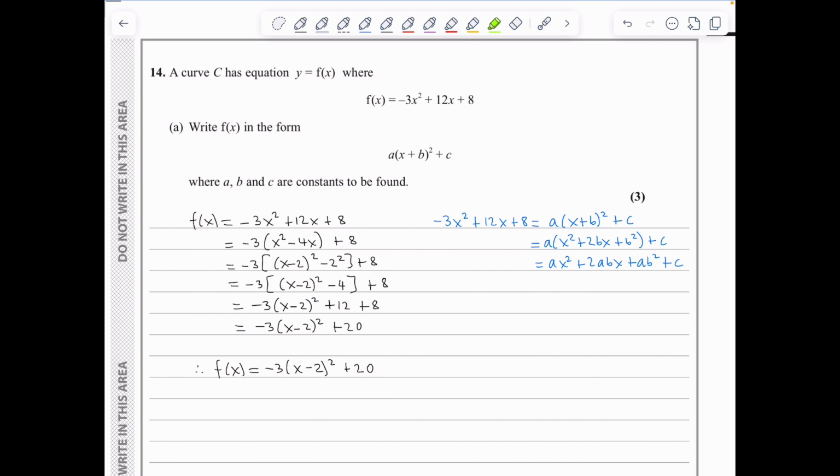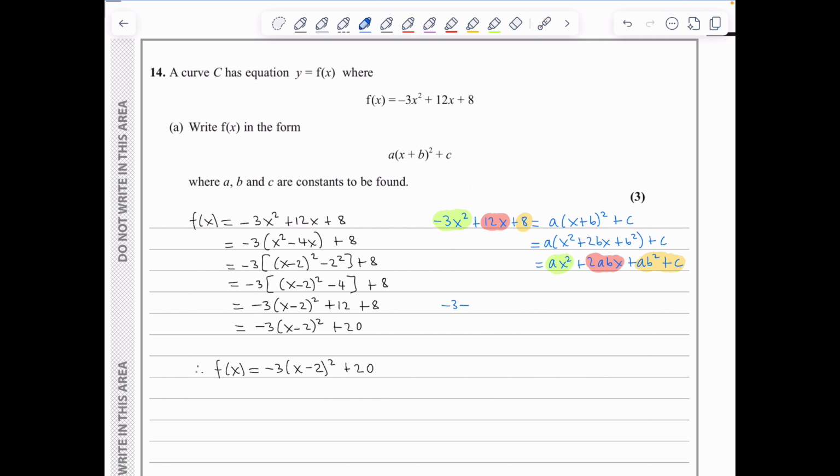I can then proceed by comparing coefficients. I've got minus 3x squared on the left hand side and ax squared on the right hand side. I've got 12x on the left hand side and 2abx on the right hand side, and I've got 8, the constant term, on the left, and ab squared plus c on the right. We can therefore see that the negative 3 is equal to a, so let me write this down.